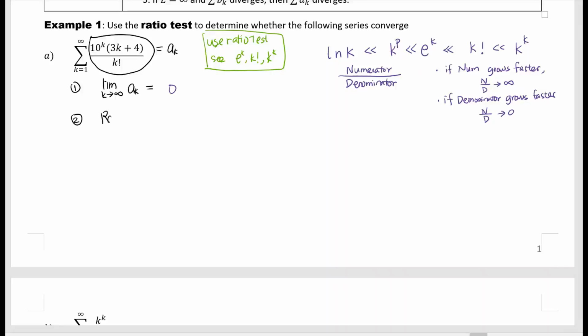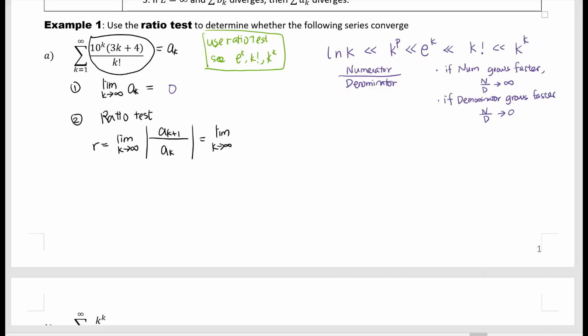So use the ratio test. Then we're going to compute our r. Our r is the limit of the ratio of the two successive terms. So this is a sub k plus 1, this is a sub k.